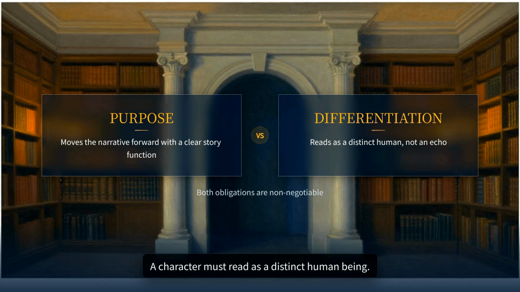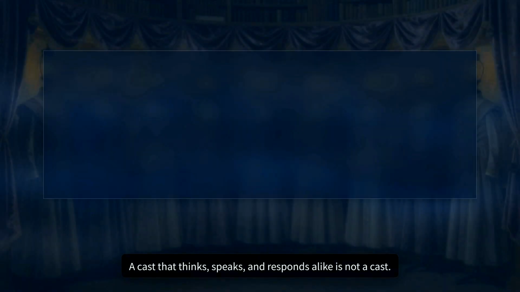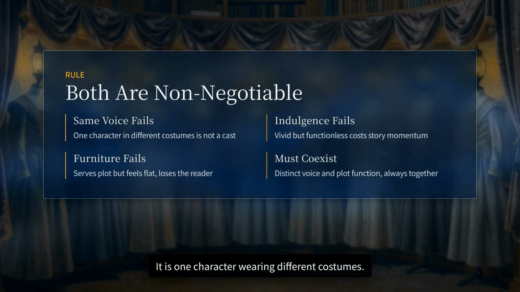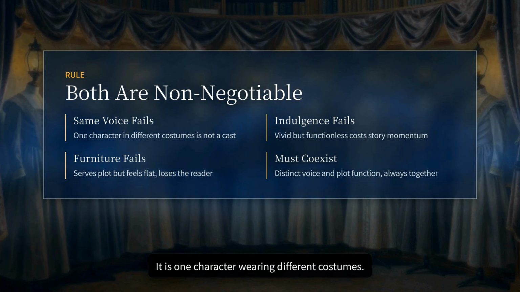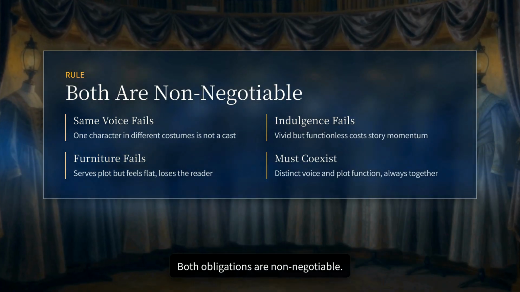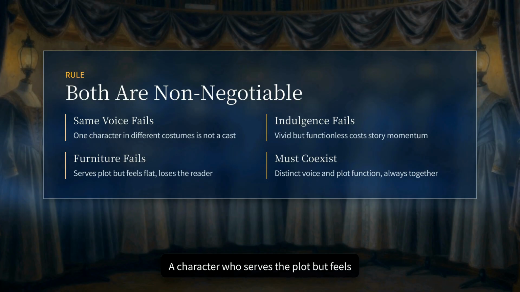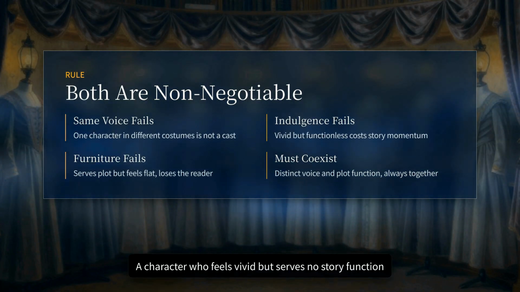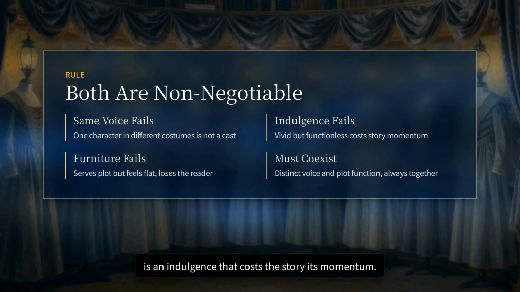A character must read as a distinct human being, not a variation of another character, not an echo of the protagonist, not a name attached to a generic set of reactions. A cast that thinks, speaks, and responds alike is not a cast. It is one character wearing different costumes. Both obligations are non-negotiable. A character who serves the plot but feels like furniture fails the reader. A character who feels vivid but serves no story function is an indulgence that costs the story its momentum.